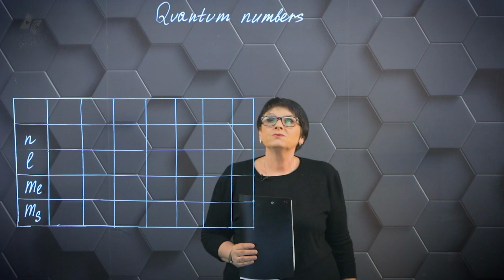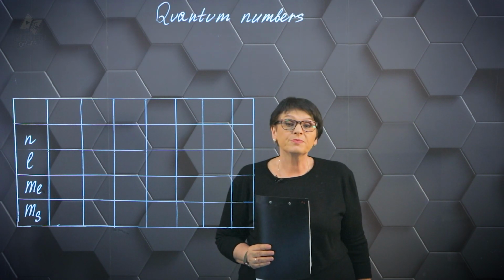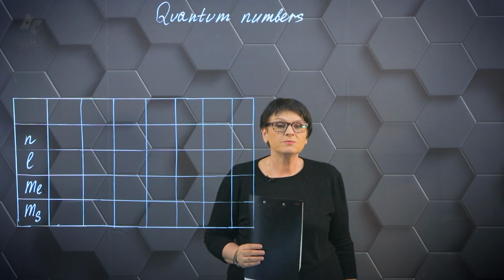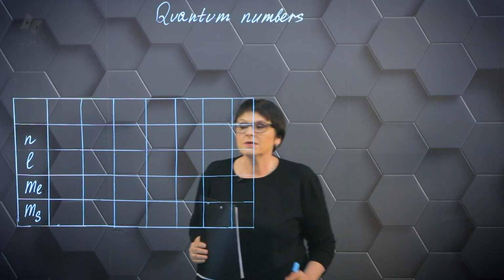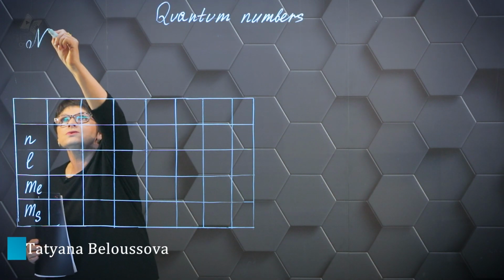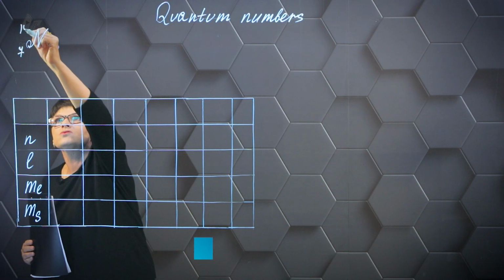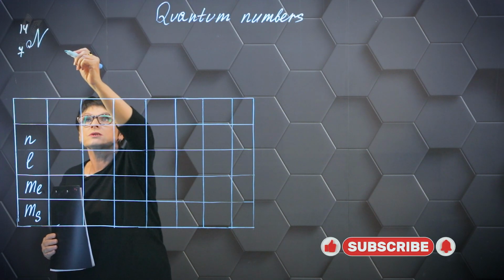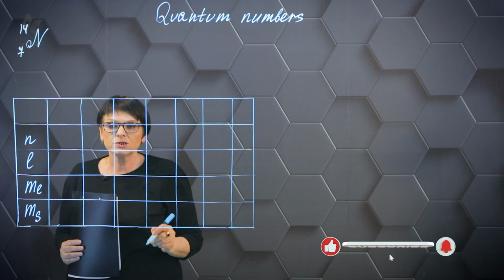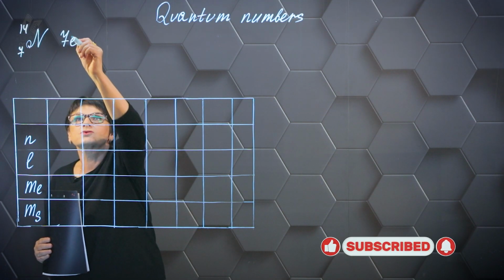Hello, today, in continuation of the topic of quantum numbers, we will learn to do practical tasks, exercises that are related to these numbers. So the first task I propose to do is as follows. For the element nitrogen, which has the number 7, and we'll take its isotope with a mass of 14, we'll write down the quantum numbers for its electrons, and it has 7 electrons.